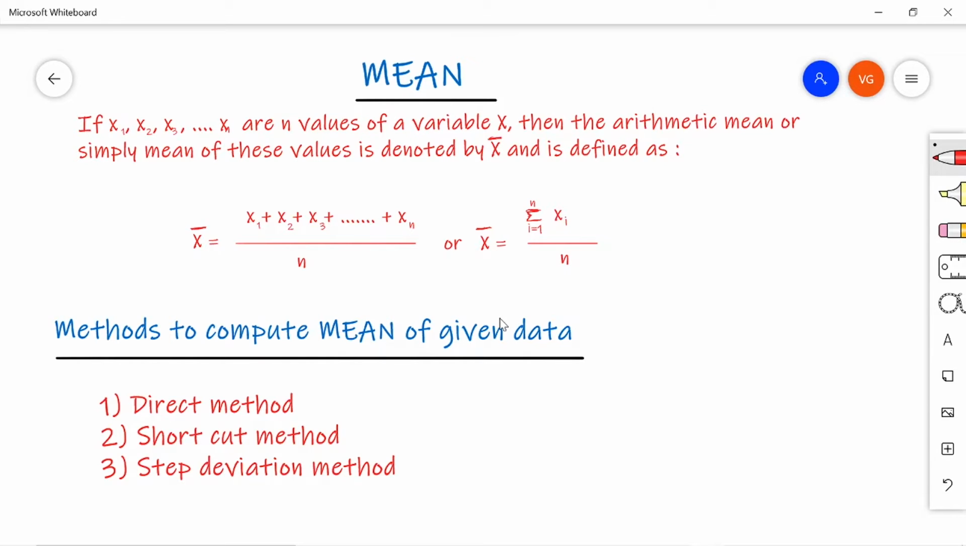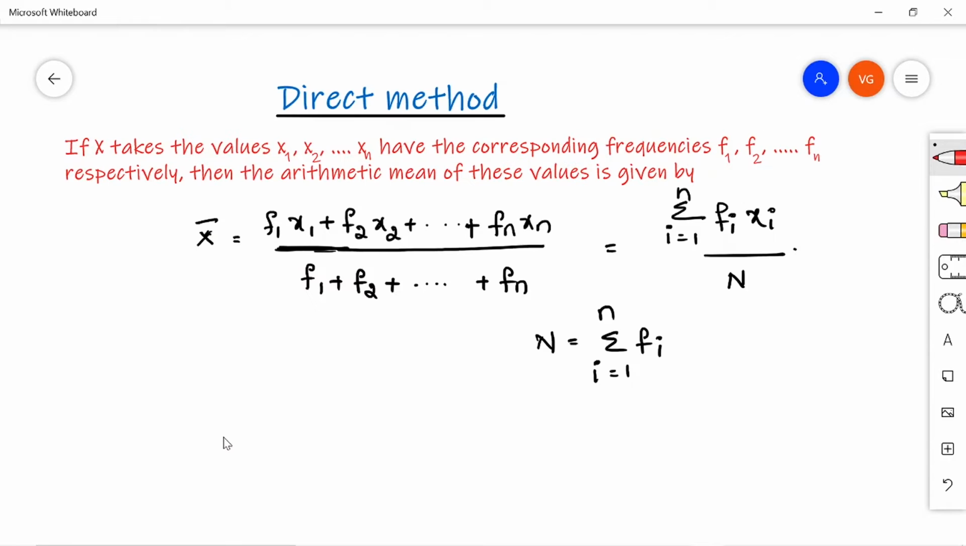Here we are going to discuss three methods to compute the mean of the given data. They are the direct method, the shortcut method and the step deviation method. Let us see the first method, the direct method. Suppose x is a variable and it takes n different values x1, x2, and so on up to xn, with the corresponding frequencies f1, f2, and so on up to fn respectively. Then the arithmetic mean is given by f1 x1 plus f2 x2 plus and so on fn xn, divided by the sum of the frequencies f1, f2, and so on fn.